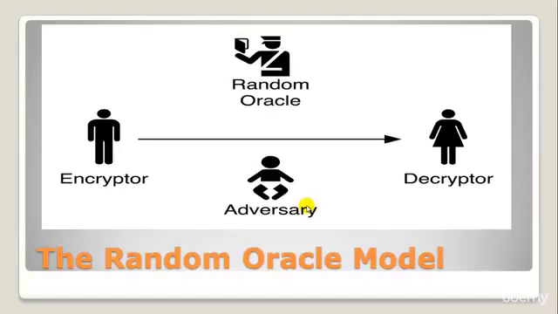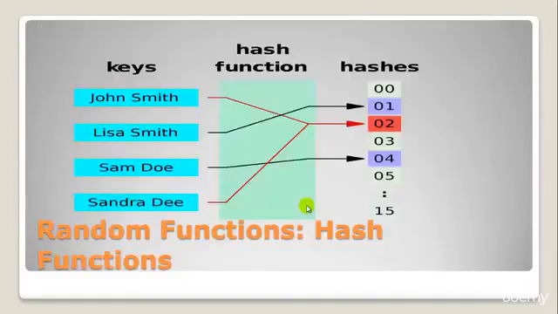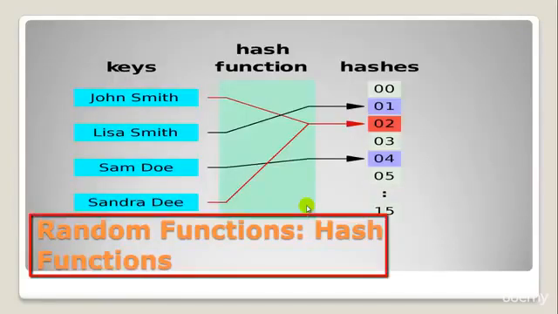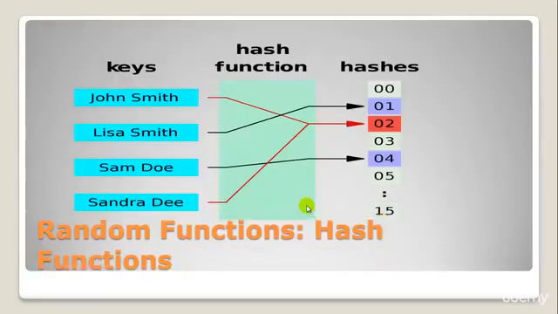The user takes a diskette to the cipher machine, types in a key, issues an instruction, and the data gets transformed in an appropriate way. And that's how it works, to be more specific. Similar to the random oracle model, we also have the random functions, that is the hash functions. So as you can see, it's quite self-explanatory.